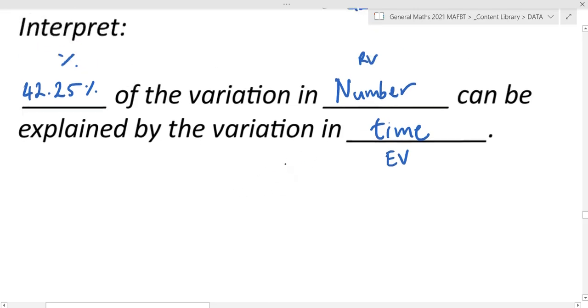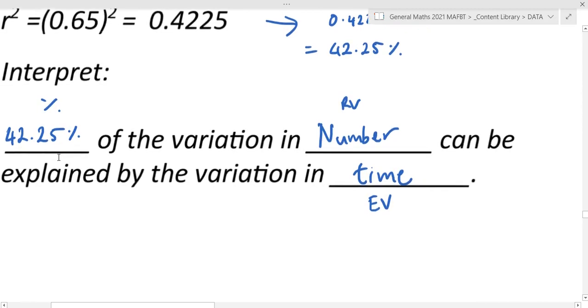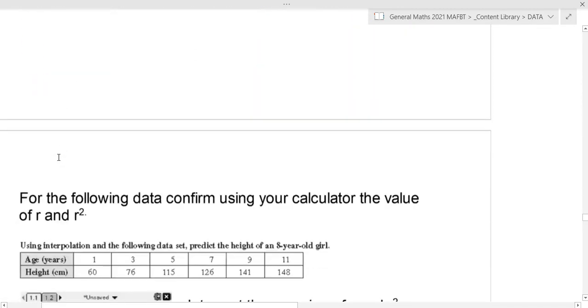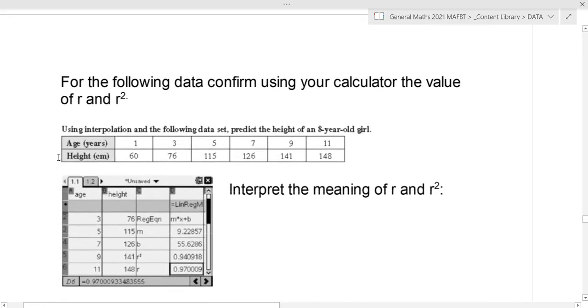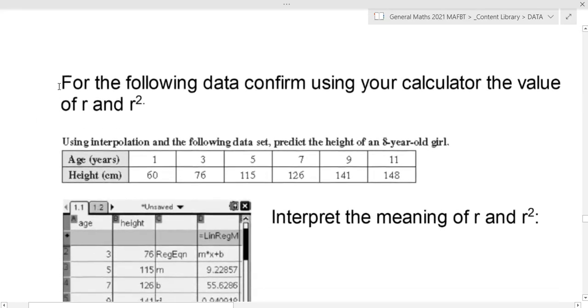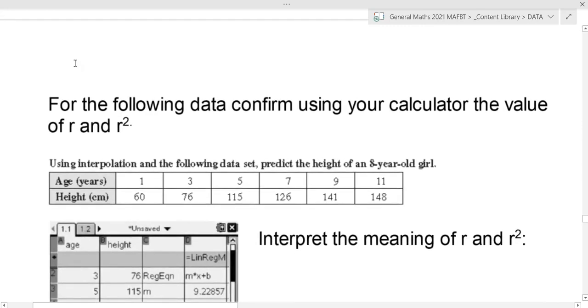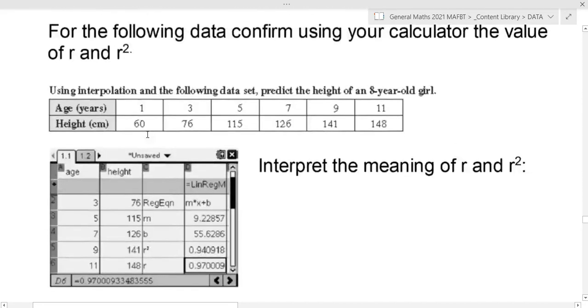But that's what we basically use to interpret the R squared value. Okay, here's another question, where from this X and Y table, we're going to use these values here to try and calculate R and R squared. Okay, and then that'll be it for that.